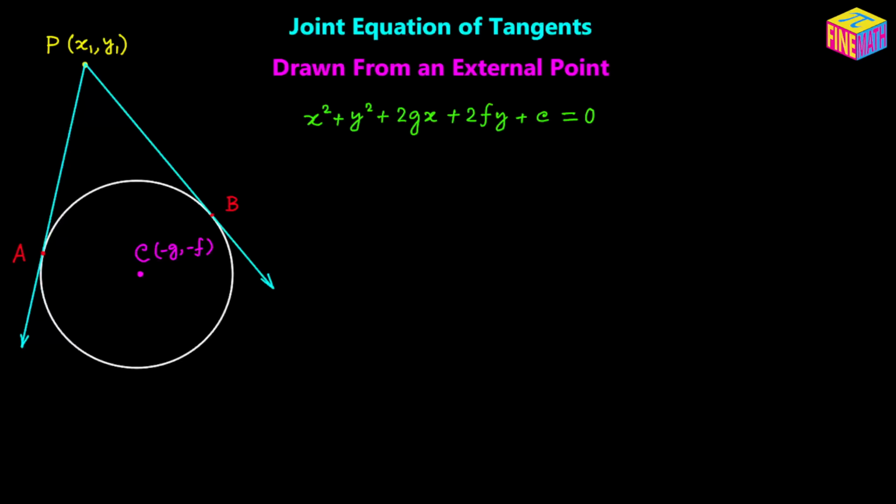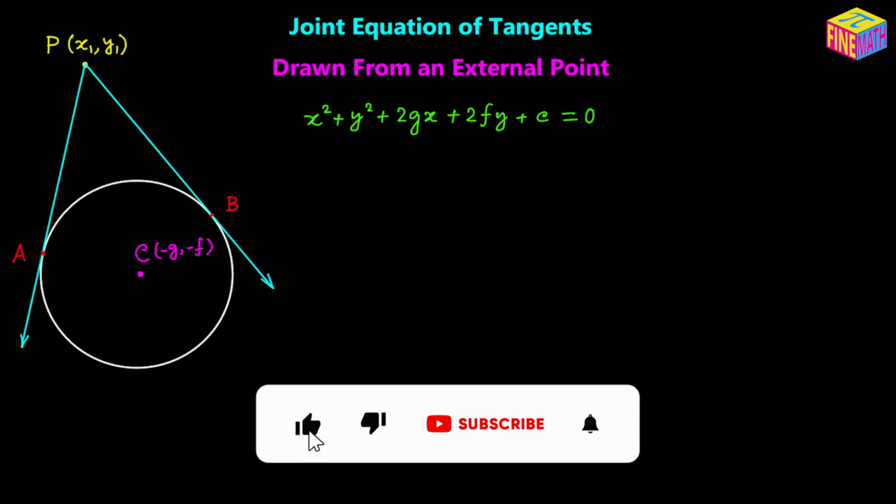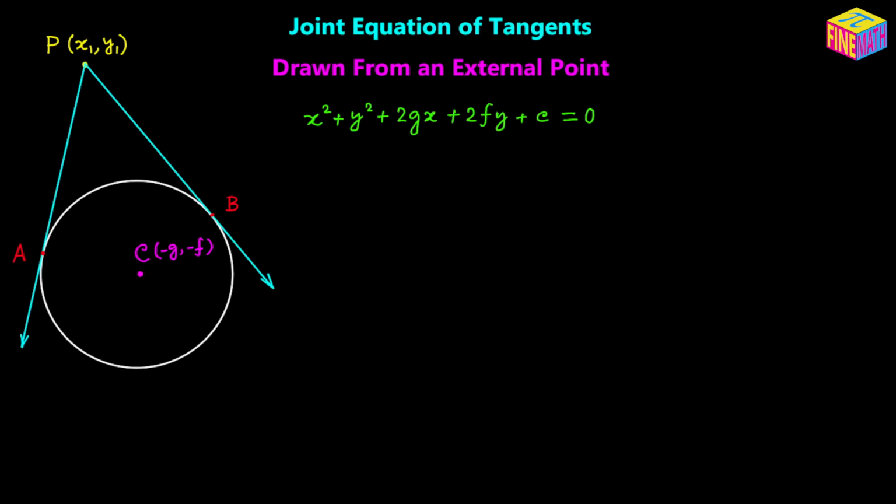Hi everyone, in this video we are going to see how to find the joint equation of tangents drawn from an external point for a circle. In the previous video I discussed how to find the equations by deriving the slope of each of the tangent lines, and in this video we are going to see how to find the joint equation of both tangents, and from the joint equation, of course, we will see how to find the individual equations of the tangent lines.